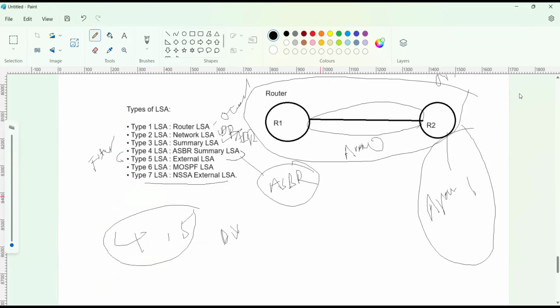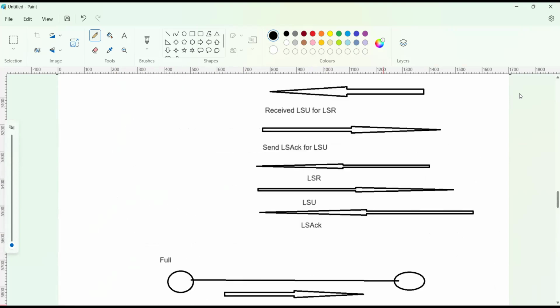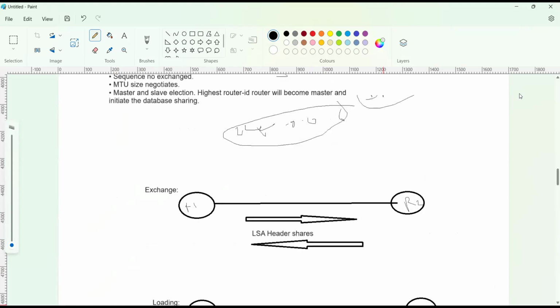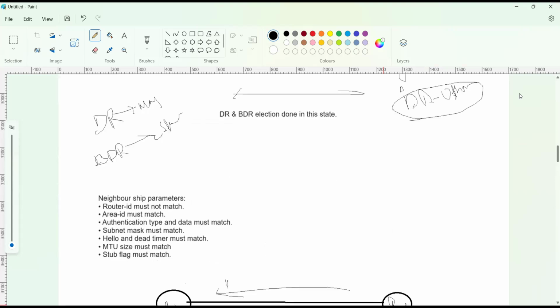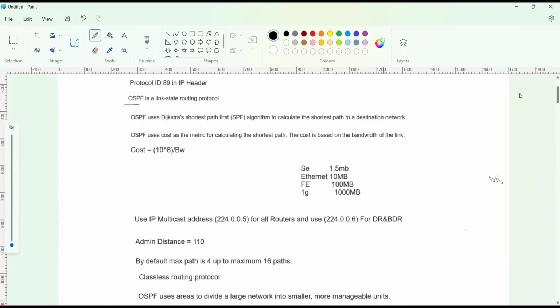Even this is an advanced topic. Just remember the types of LSAs: router LSA, network LSA, summary LSA, ASBR LSA, external LSA, and not-so-stubby area LSA. I hope everyone got the OSPF concept discussed till now. If you have any questions, ask me and I'll explain it. Otherwise, we'll move to the lab.